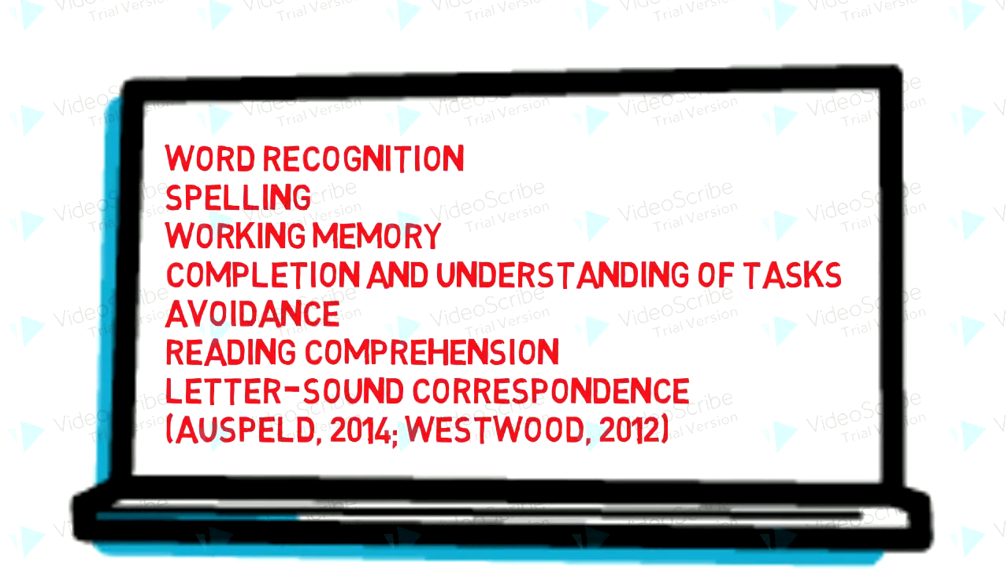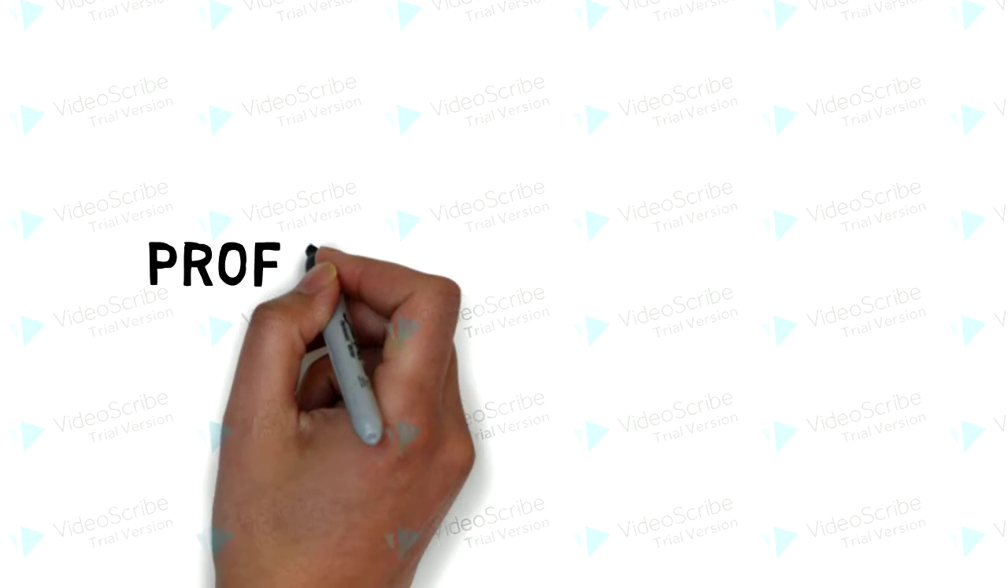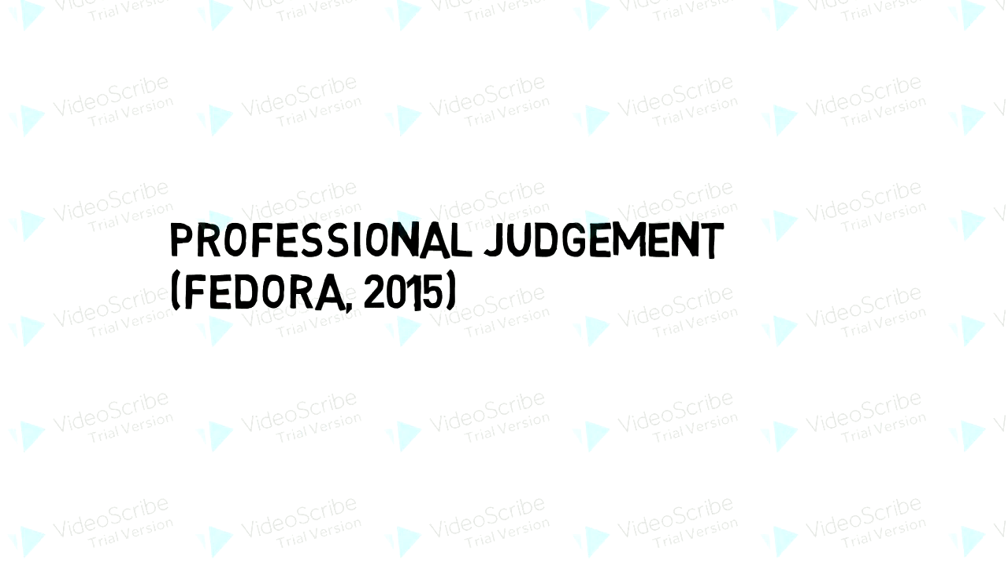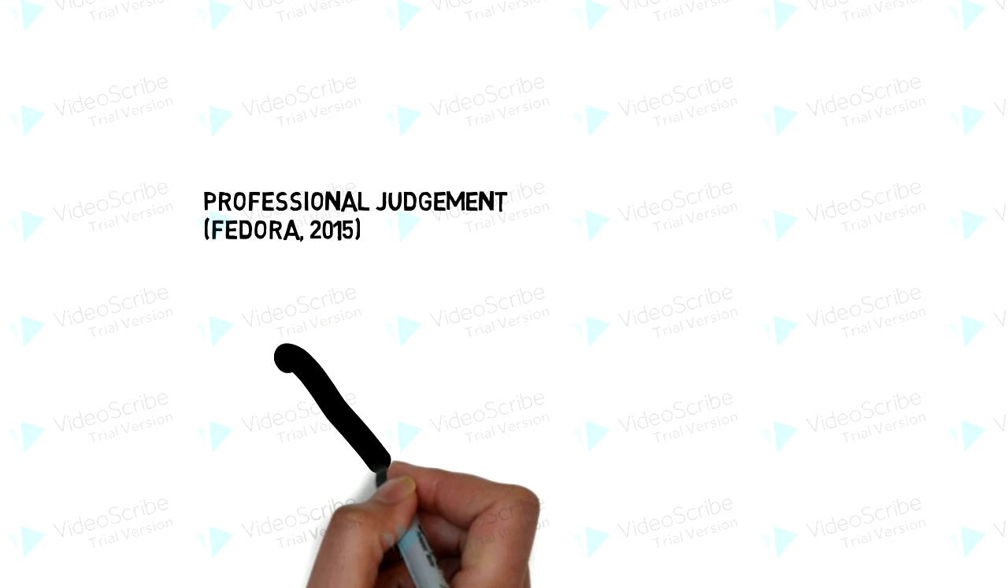So, what should teachers look out for in the classroom? Slow word recognition, poor spelling, difficulties with working memory, slow in completing and understanding tasks, lack of interest or avoidance of tasks, poor reading comprehension, poor knowledge of letter sound correspondence and recognition, seen when reading nonsense words and performing disfluent reading. These signs assist teachers in using their professional judgment to identify students who may have reading difficulties.